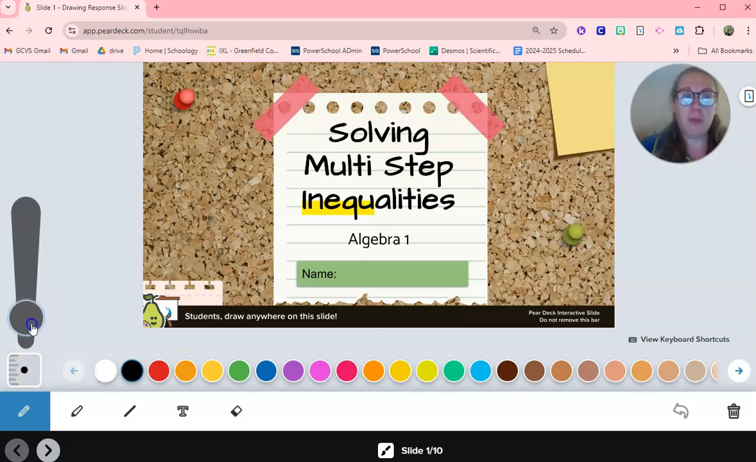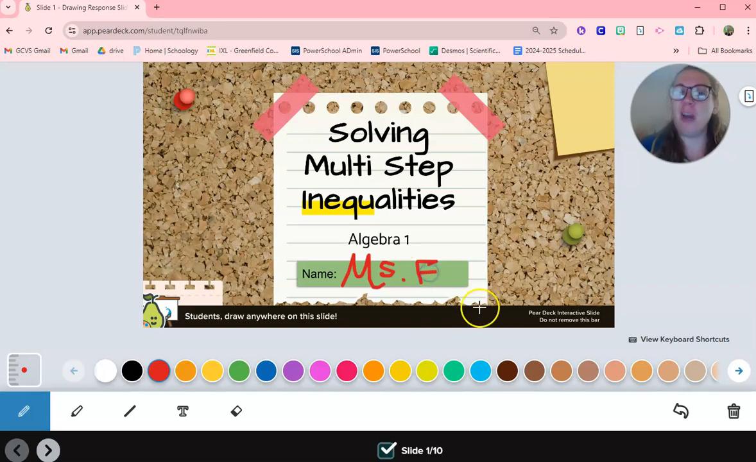We're still going to be working with inequalities this week, but we're just going to be doing multi-step inequalities. So just kind of adding on that extra couple steps here. Once you have this slide open, put your name on that first slide, and then when you're ready, you can push ahead to slide 2.